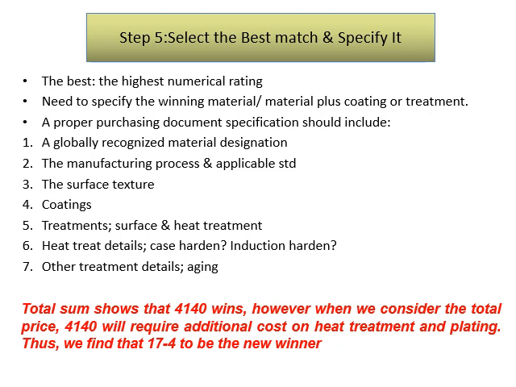From the table, you can see that the pre-hardened carbon steel 4140 has the highest rating. However, if we consider the lower corrosion resistance and the additional cost on heat treatment and plating of the 4140 carbon steel, the stainless steel 17-4 PH is the better deal. So you can choose the second rank or the third rank based on the justification.